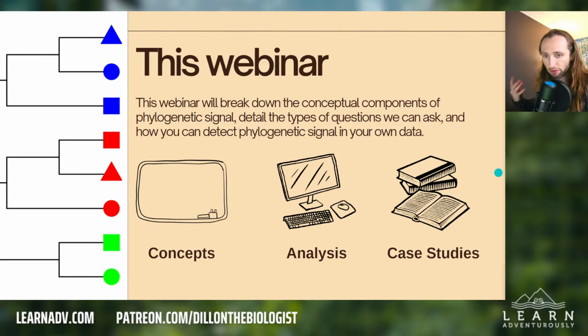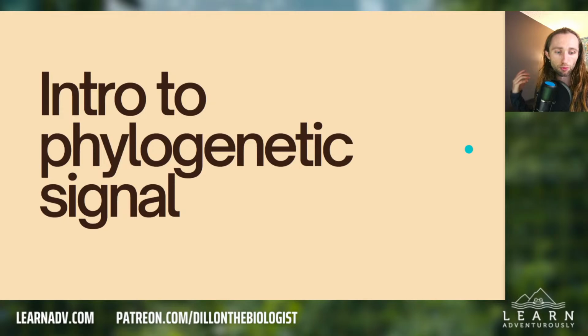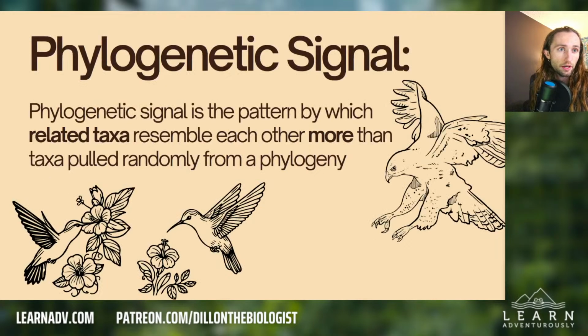So first things first, let's just start with a really, really brief introduction to phylogenetic signal. A traditional definition may be: phylogenetic signal is the pattern by which related taxa resemble each other more than taxa pulled randomly from a phylogeny. I'm using taxa here. Usually it's at the species level, but you can also run phylogenetic signal on populations, for example.